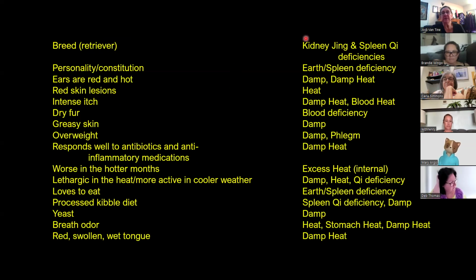So now we go over and we list all of our TCM patterns in the right-hand column. A retriever, anybody that's purebred, is going to be kidney gene deficient just because of the fine-tuned genetics of purebred dogs. Retrievers tend to be gene deficient oftentimes, and they're almost always spleen chi deficient. They just seem to have a weak digestion and a weak digestive tract, prone to vomiting, prone to diarrhea, prone to skin problems. And so I always will put that on for this breed.